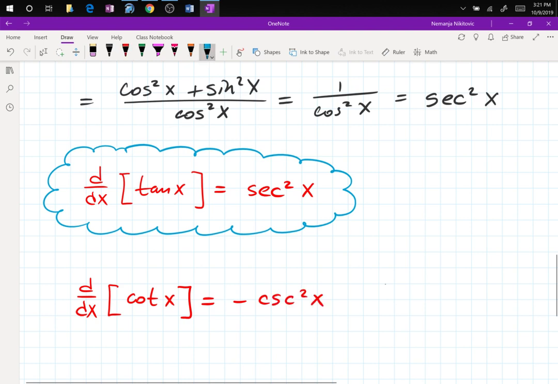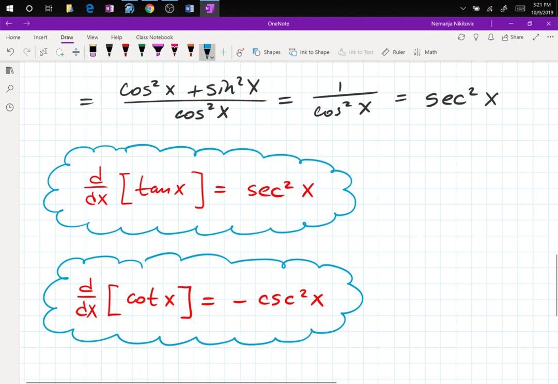This is the wonderful part about these trig derivatives, because if you know half, you know the other half, because they look exactly the same with completely opposite functions. So you have the derivative of tangent is secant squared, the derivative of cotangent is negative cosecant squared. So that's cool.